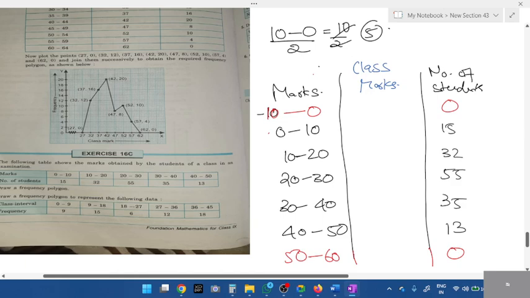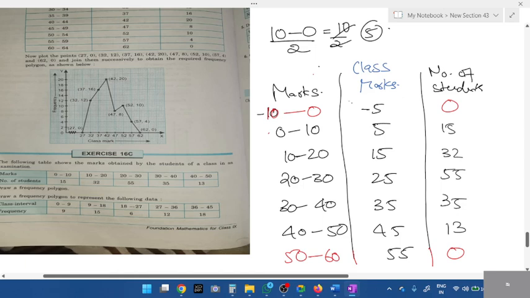Add 5 with all the first numbers. What is 0 plus 5? 5. What is 10 plus 5? 15. 20 plus 5? 25, 35, 45. Is this clear? Understood? And for the first one, 0 to 10, it is minus 5, students. Remember, it is minus 5. Any doubts in this?